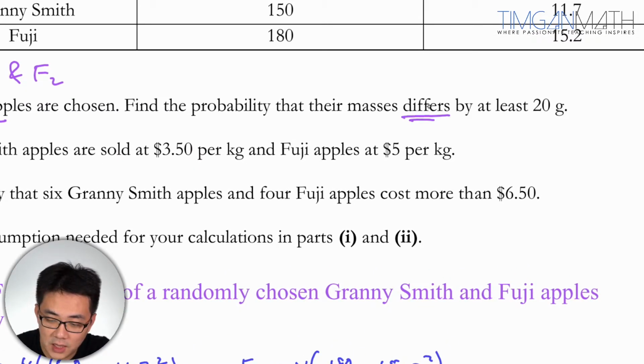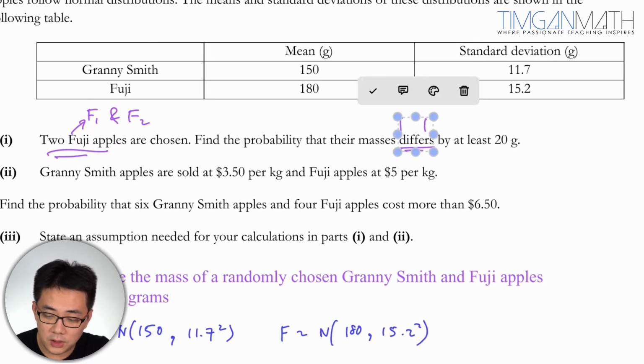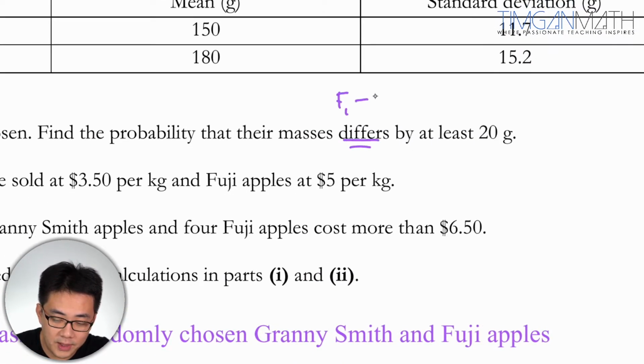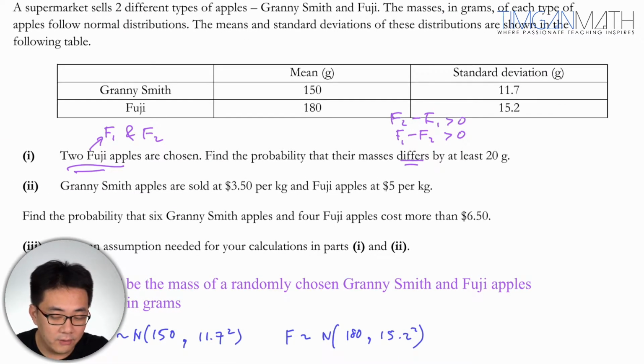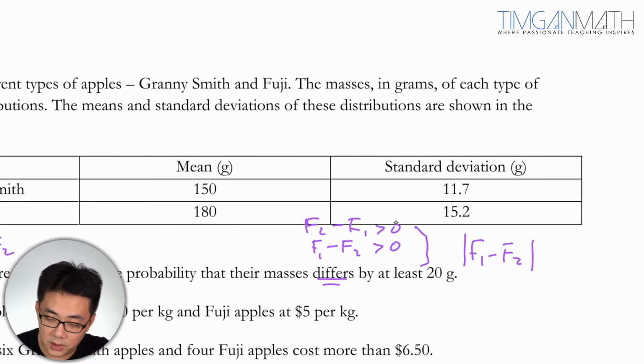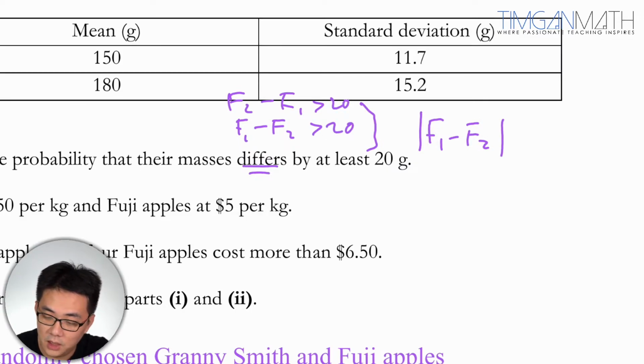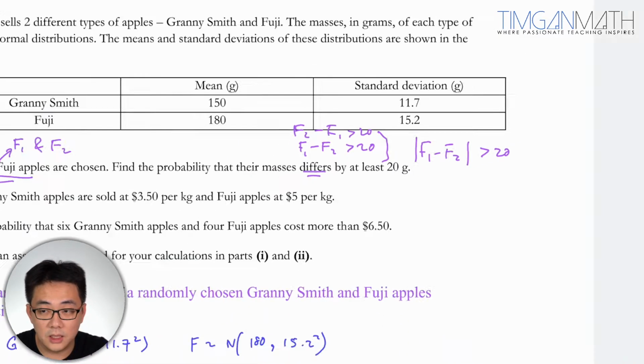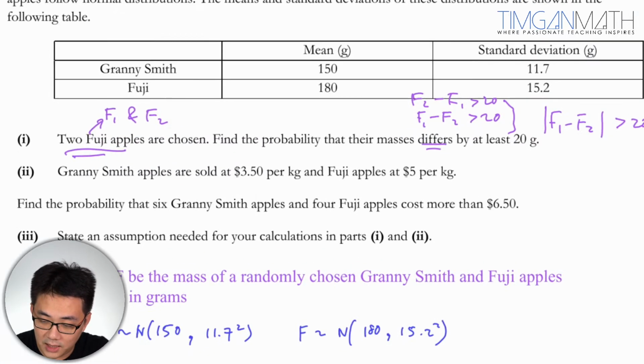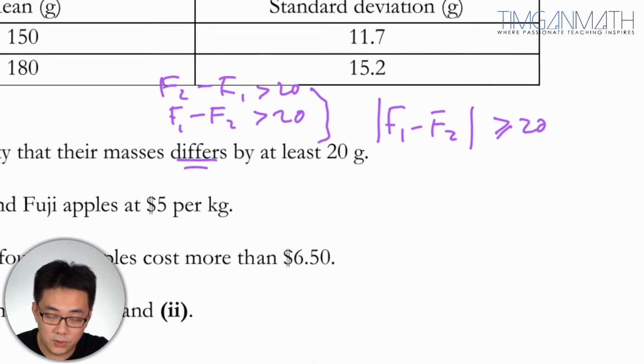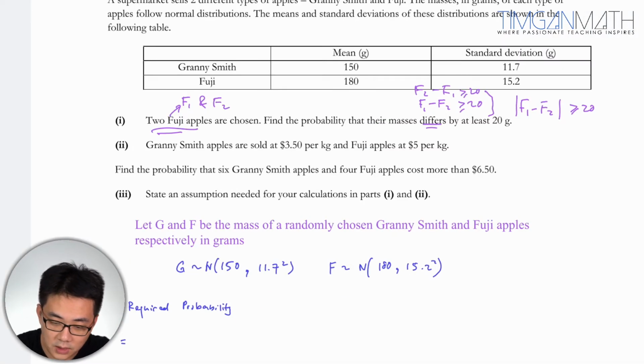So differ just means modulus. Why is it modulus? Because for F1 minus F2, F1 can be heavier or F2 can be heavier, so it doesn't matter which one it is, both can be heavier. So if you merge these two up, it will just be the modulus of F1 minus F2, differing by at least 20 grams, so this will be bigger than or equal to 20. This is the main thing here. You can put an equal sign there, but because it's continuous, it doesn't really matter. So what we're going to do is write this down.